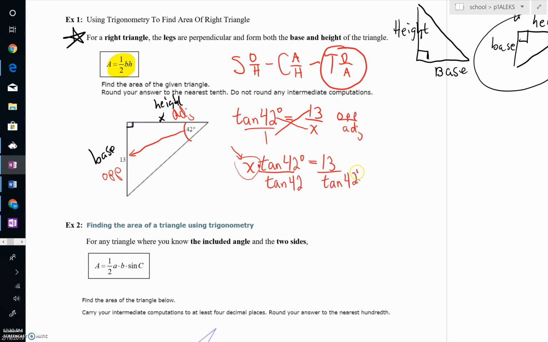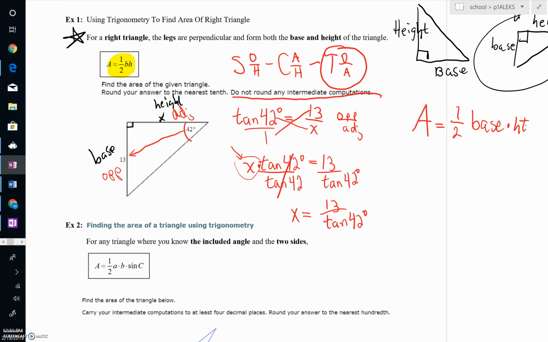Now it's here that we're going to do something differently. You see, in the past, we would take out our calculator right now and work this out and get a decimal approximation for x. The problem is, look at these directions. Do not round any intermediate computations. That's what x is. That's not your final answer. You're trying to get the area of the triangle. The area of the triangle is 1/2 times the base times the height.